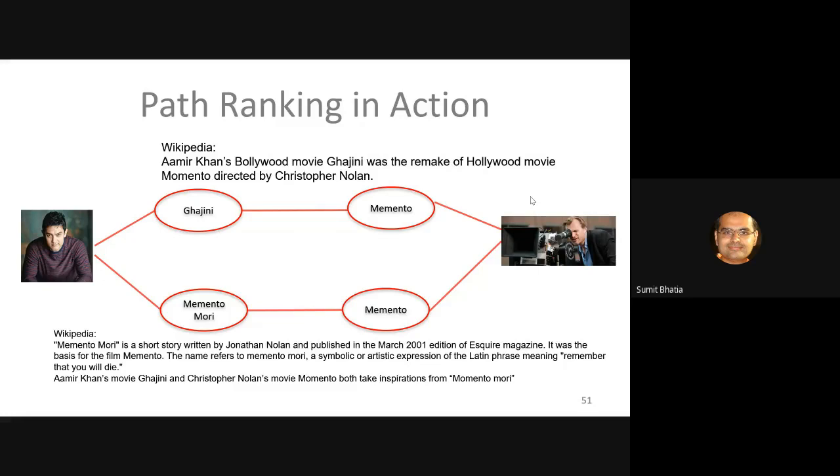So the top path was Amir Khan acted in a movie called Ghazni. Ghazni was copied from Memento, and Memento was originally directed by Christopher Nolan. So this is a very interesting, useful path that explains how these movie actors in two different countries are connected. I mean, if I give any two movie actors, there will be a number of paths, right? They'll share many common friends, many common movie producers, actors, all these things, right? These are very general, may not be very informative.